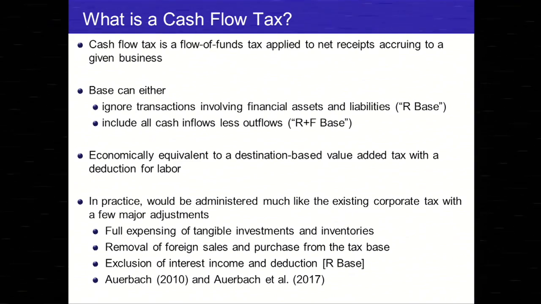The border adjustment piece removes foreign sales and purchases from the tax base. And this is where a lot of the talking points have come up in recent weeks, about what the border adjustment is going to do. In the R base, which is what we are going to specify, you exclude interest, incomes, and deductions. This is where the tax code leans on debt, so you can deduct debt payments, and you're taxed on interest income. In the R base, that's removed from the system. In an R+F base, you would think about it differently.